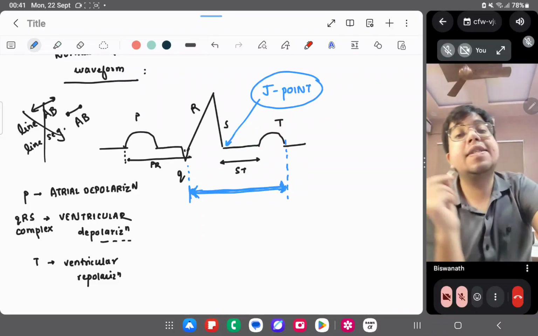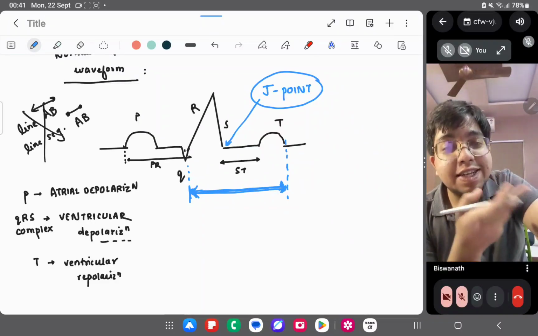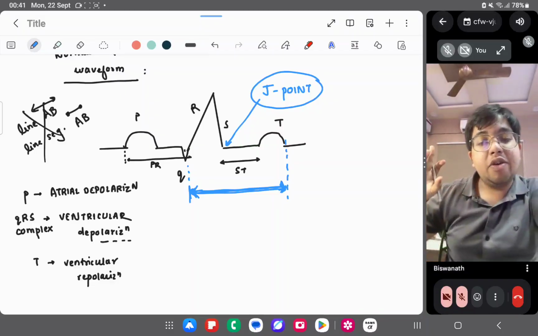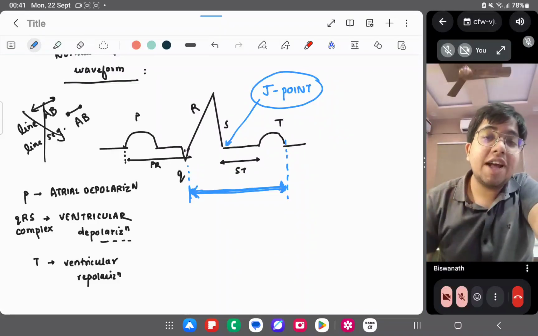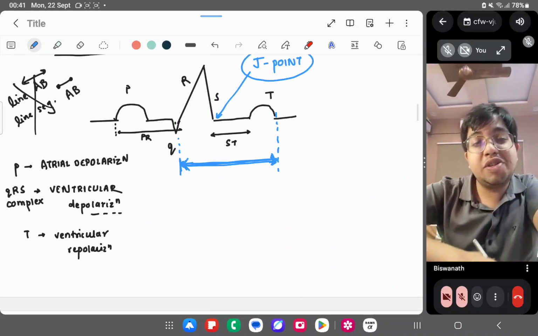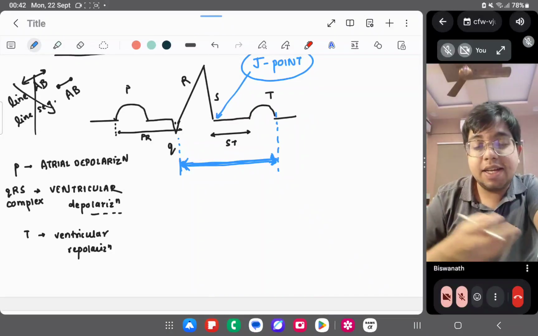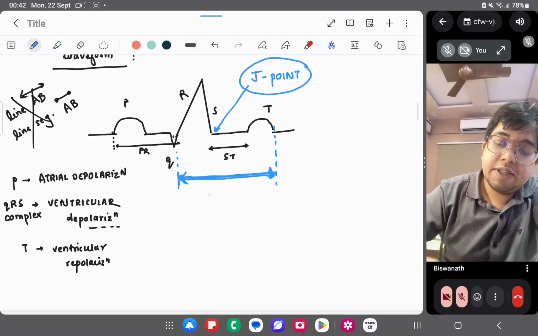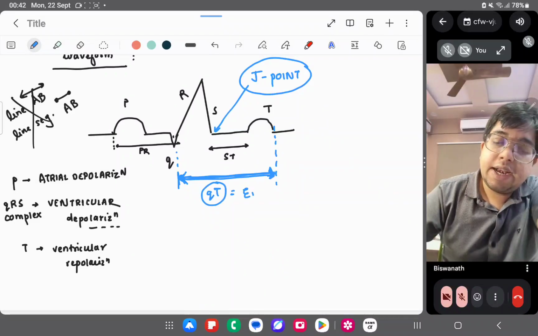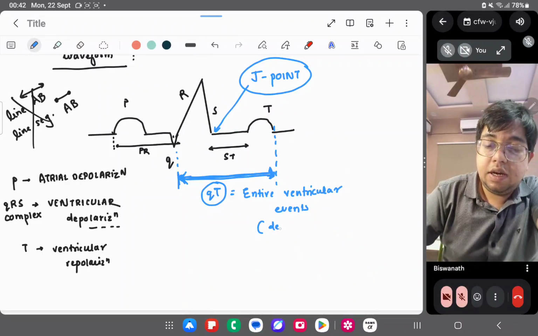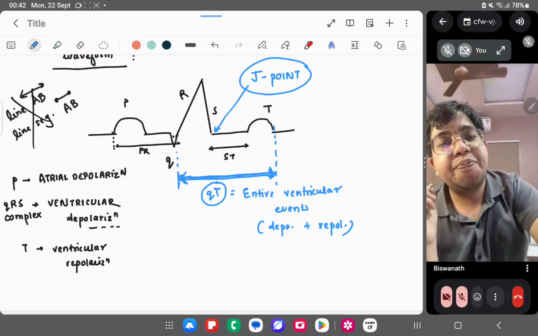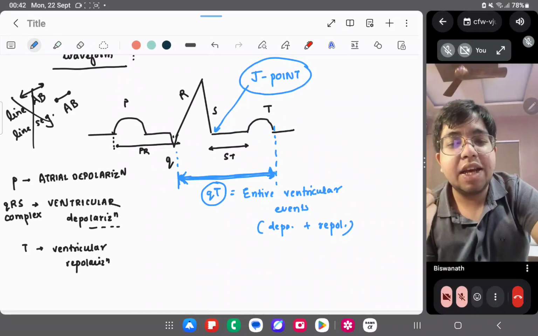QT interval. What is the significance of the QT interval? The significance is that it represents the entire duration of ventricular events, comprising ventricular systole to ventricular diastole, right? So ventricular depolarization to repolarization is what is there in the QT interval. The entire ventricular events, depolarization as well as repolarization, is represented in the QT interval.